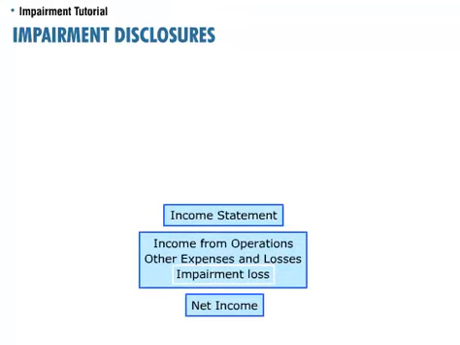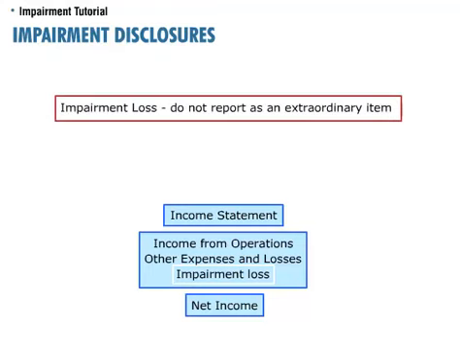The impairment loss is reported as part of income from continuing operations, generally in the Other Expenses and Losses section. This loss should not be reported as an extraordinary item. Costs associated with an impairment loss are the same as costs that would flow through operations and be reported as part of continuing operations. These assets will continue to be used in operations, and therefore the loss should not be reported below income from continuing operations.